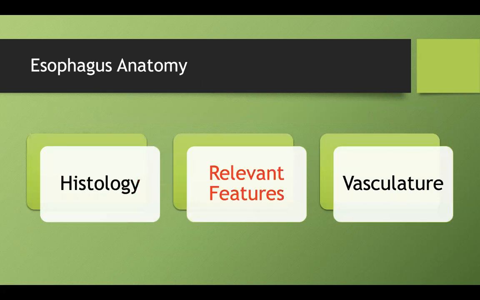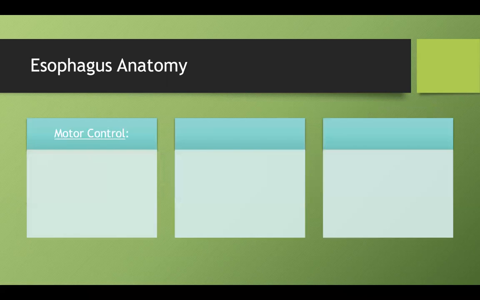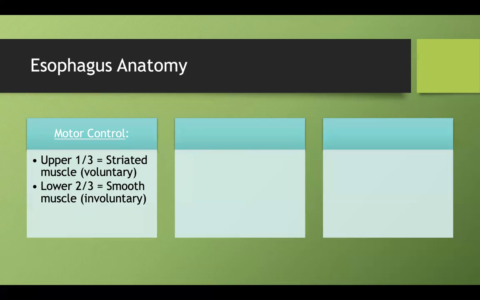Now let's talk about a few relevant features of the esophagus. It's just a hollow tube, so there's not too much to talk about. When we discuss motor control, I just wanted you to know that the upper 1/3 of your esophagus is composed of striated muscle, and what that means is that you can voluntarily control it, kind of like when you're taking a bite, you can feel the upper part of your throat being able to control that swallow reflex.